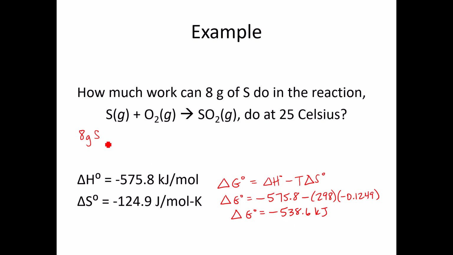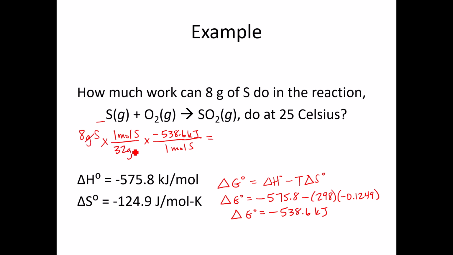So we're going to relate our sulfur to our delta G. And this is very similar to how we related our delta H value when we were looking for kilojoules or Q value for heat. So the first thing we're going to do is convert this into moles. So 32 grams per 1 mole of sulfur. That's from the periodic table. And then I'm going to use my delta G value. Negative 538.6 kilojoules of work per 1 mole of sulfur, because the coefficient is 1.